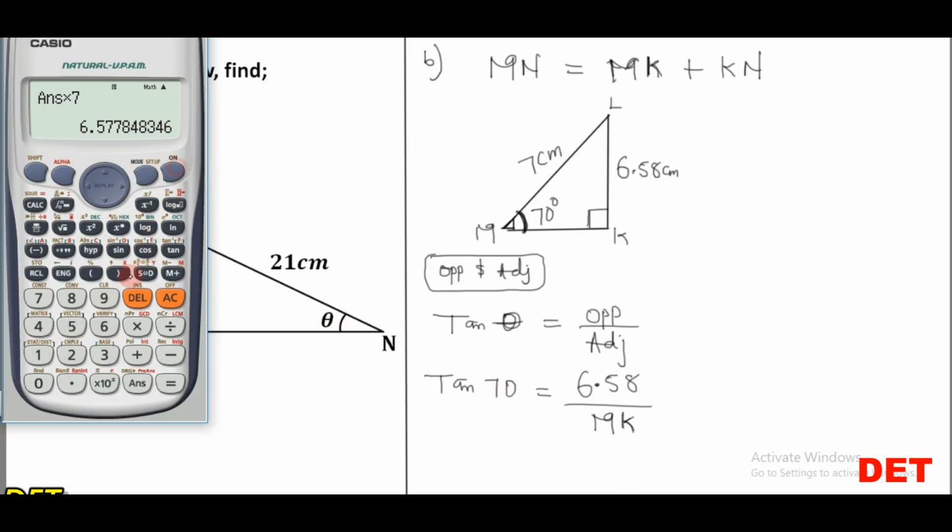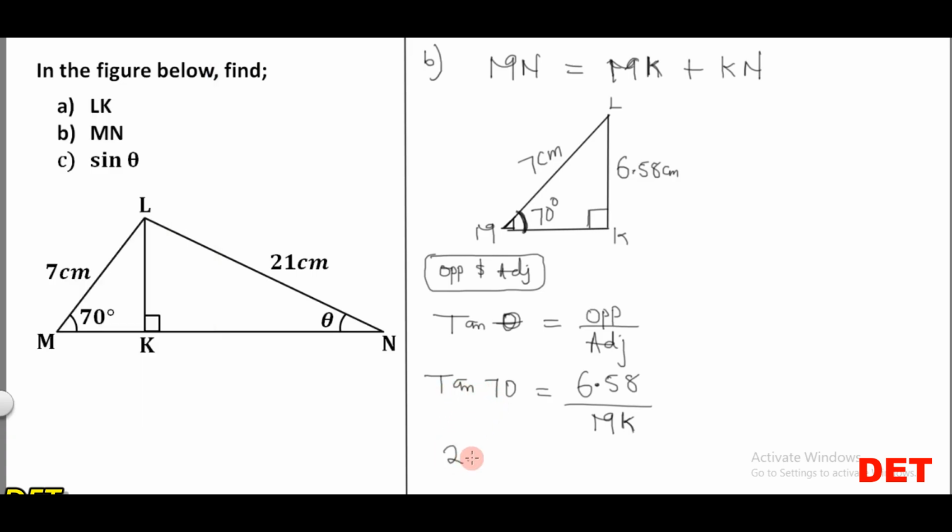Alright. So what is the value for your tan 70? So I'll bring out my calculator and press that. Tan 70 is equal to 2.7474. That's approximately 2.7475. Right? So my tan 70, 2.7475, is equal to what? 6.58 over what? MK. So this is the same thing as 2.7475 all over 1.